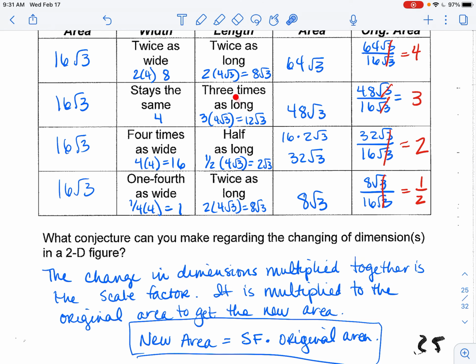Okay, so this stays the same. This is 3 times as long. So the change in dimensions is just 3 times. That's my new scale factor. 3 times 16 root 3 is 48 root 3.